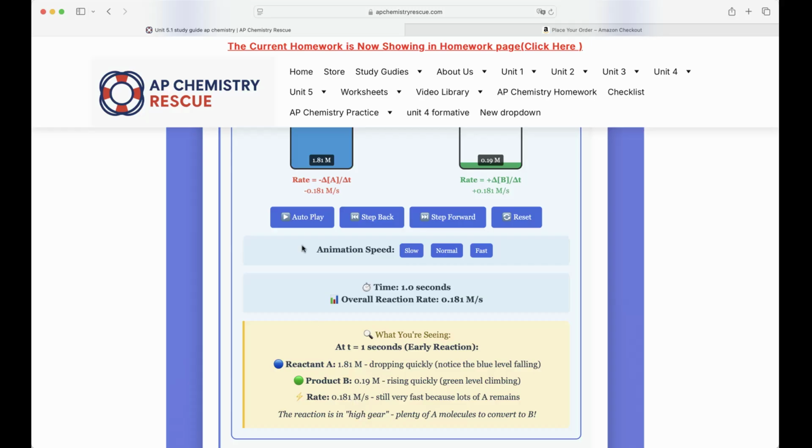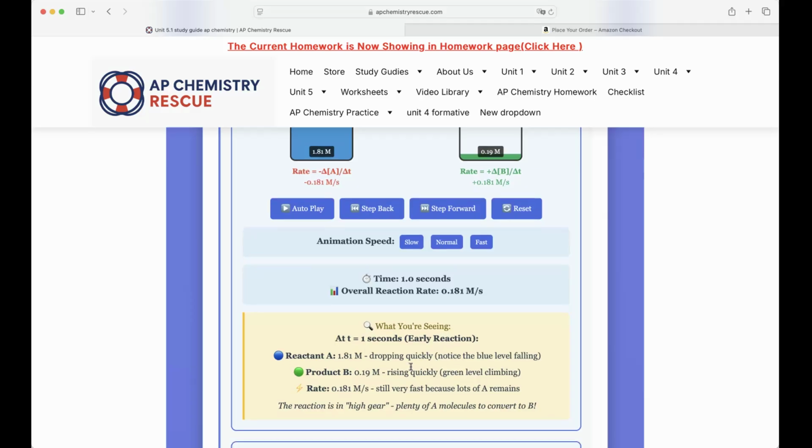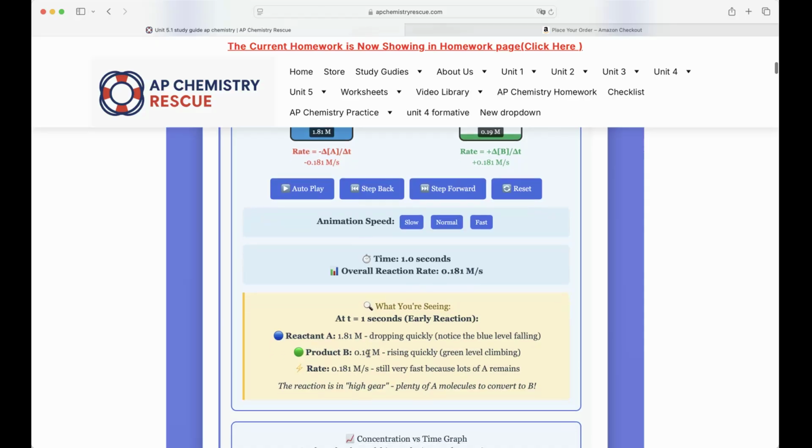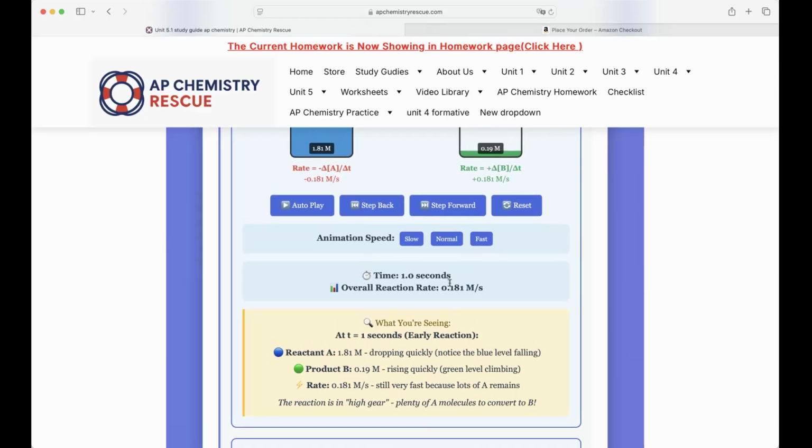So every second, 0.181 molar is decreasing from the reactant and increasing in the product. The rate at the beginning is very fast because there is a lot of A remaining. We call this the reaction being in high gear, plenty of A molecules to convert to B. Then after that, it's still in high gear, A is decreasing and B is increasing. A is dropping quickly and B is rising quickly.